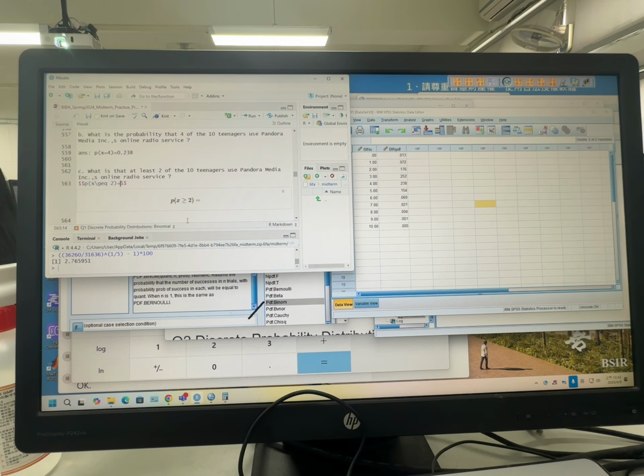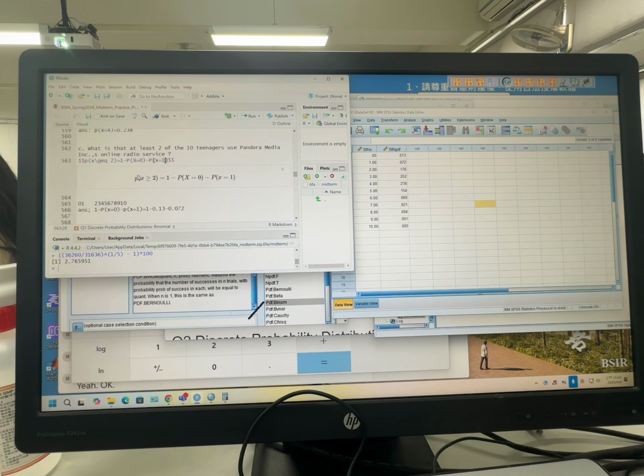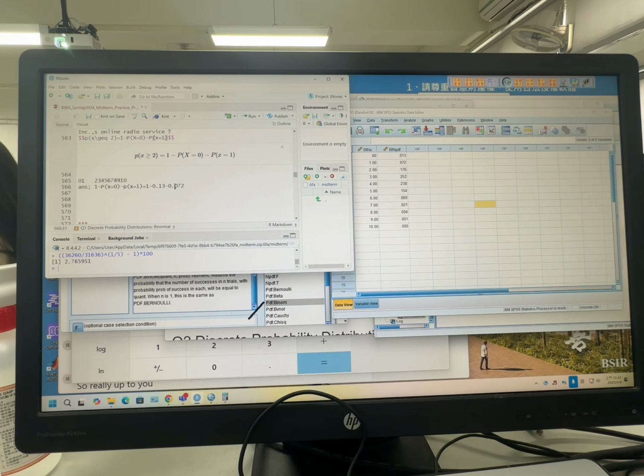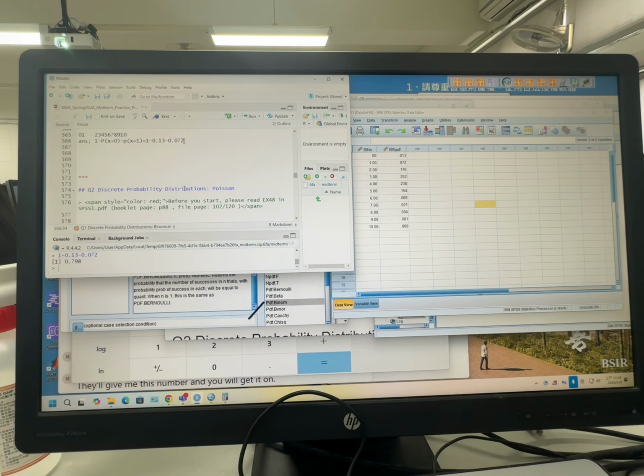So this is equal to 1 minus. Okay, so you pick up the two values, or you can add them up if you want to. Really up to you. So give me this number, and you will get the answer. All right. That's the first distribution.